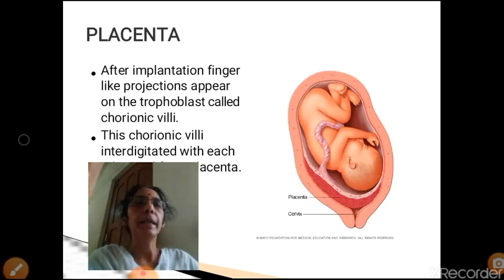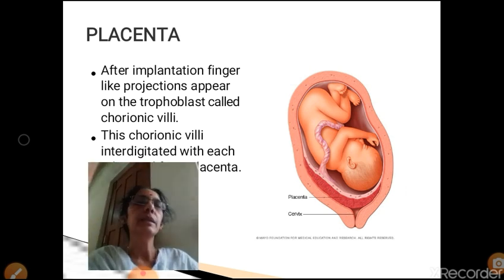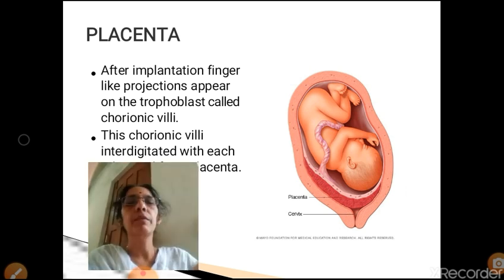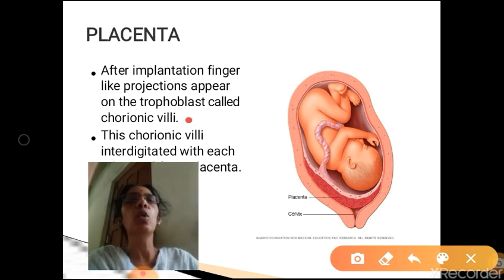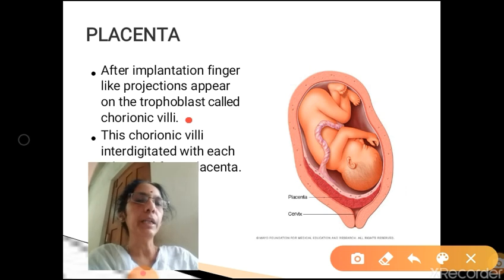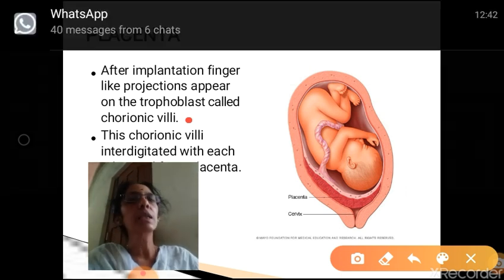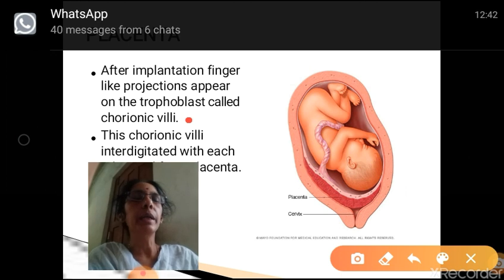So after implantation, the placenta will form. What is the placenta? It is the functional and structural connective tissue between the maternal blood and the fetus. So after implantation, finger-like projections will appear on the trophoblast. That is called the chorionic villi. Once implantation has occurred, finger-like projections will appear on which part? On the trophoblast. Those finger-like projections are called the chorionic villi.